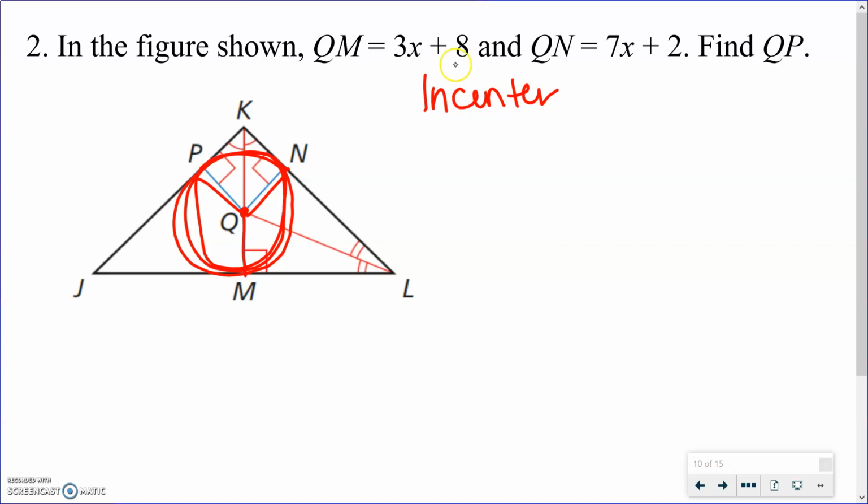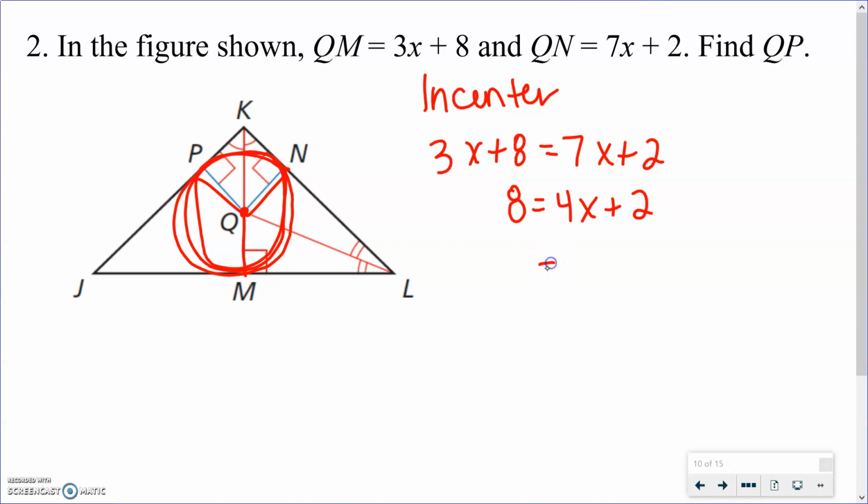So I can set these two that I know equal to each other. So 3x plus 8 equals 7x plus 2. I can take away 3x from both sides and get 4x plus 2. Take away 2 from both sides and get 4x equals 6. And then divide by 4 and I get x equals 1.5. Okay? But that's not what it's asking me.